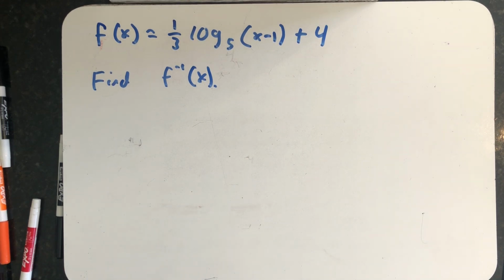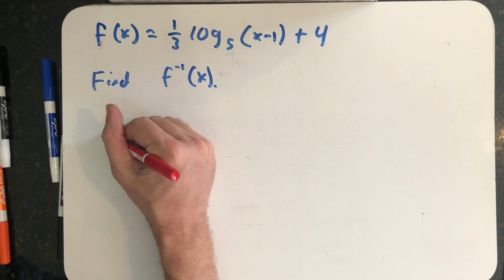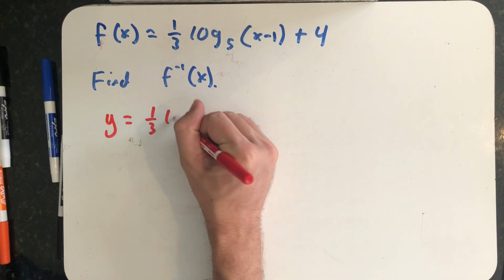Here I'm asked to find an inverse function for f of x equals 1/3 the logarithm base 5 of x minus 1 plus 4. Right away, I know the inverse function of a logarithmic statement should be an exponential statement, so I hope to end up with an exponential function. But for now, I'm just going to follow our process for finding inverse functions.